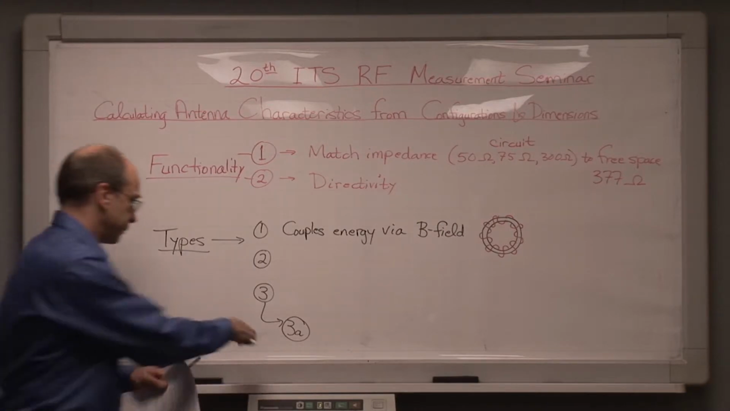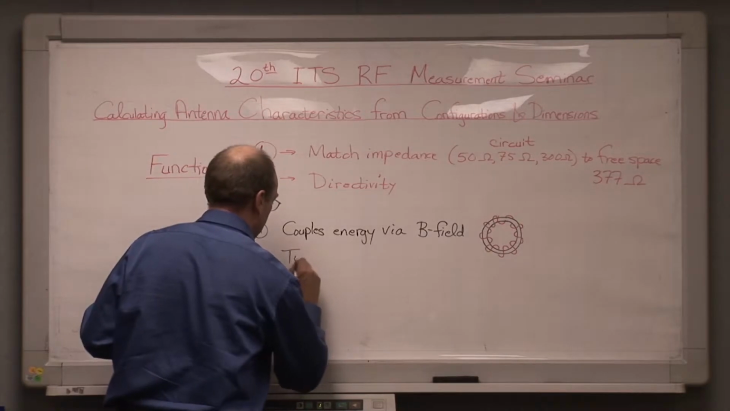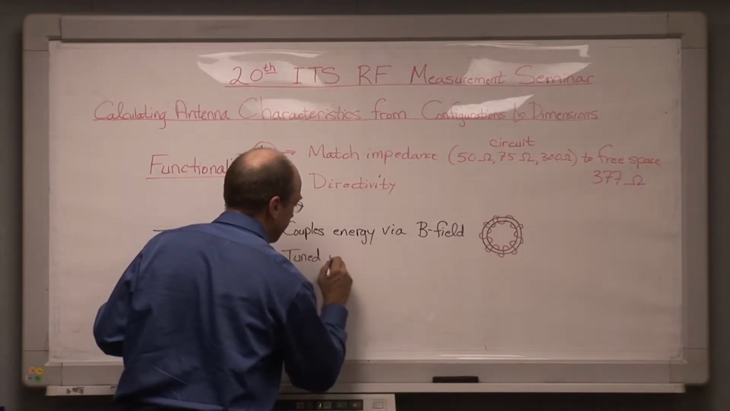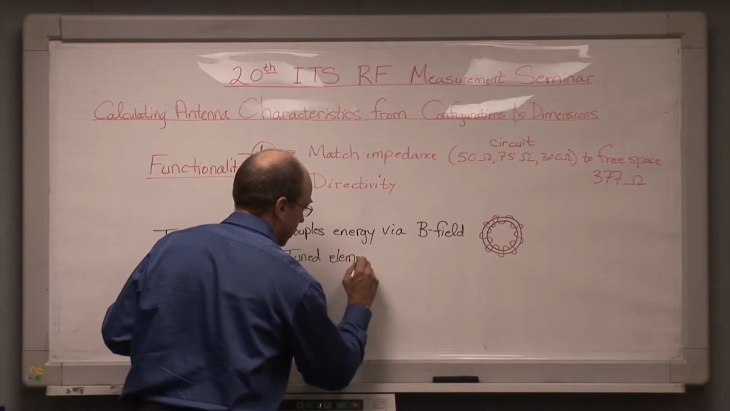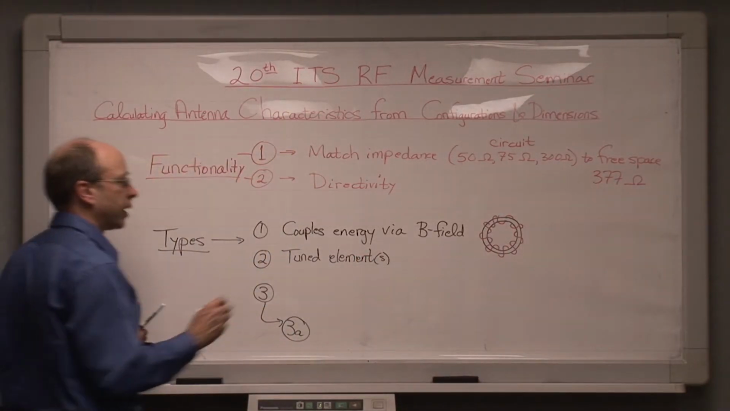We've used antennas like this to work down at frequencies of a few hertz or maybe even a few kilohertz. The second antenna type is an antenna which is a design that is based on tuned elements, and I'll put that in parentheses. It could be a single element or multiple elements.